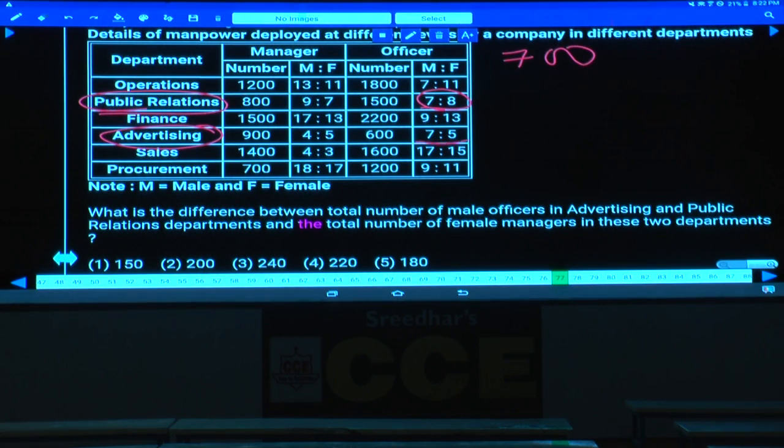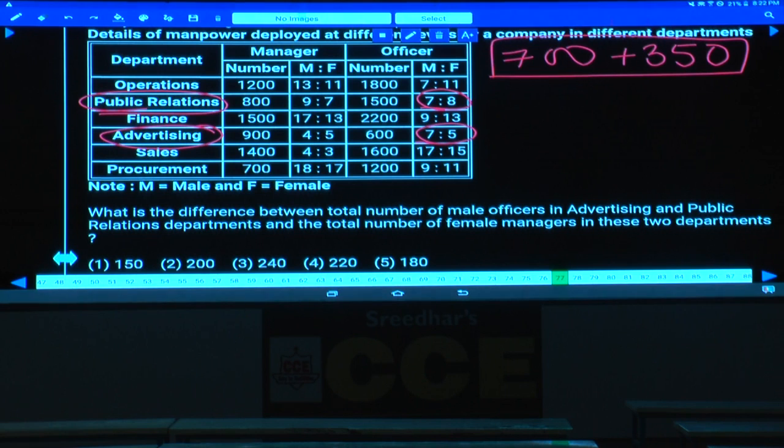And in advertising, how many parts do you have? 12 parts. 12 parts is 600. 12 how many times? 50 times. Then 350. This is one value. Male officers.